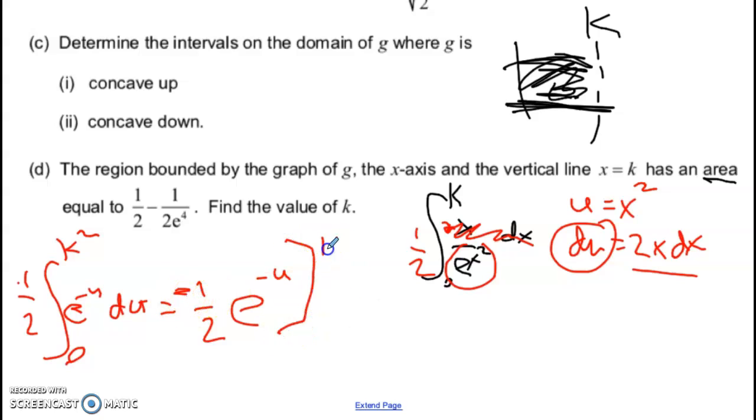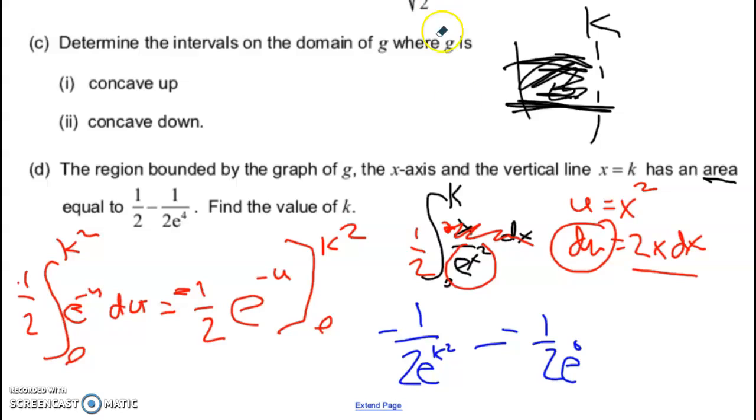Then I'm going to plug in my bounds of k squared to 0, and that means I'm going to have negative 1 over 2, and this, I'm just putting this down in the bottom now, because that's what the negative power does, e to the k squared, right there, minus a negative 1/2. And again, I'm going to put this in the bottom, and I'm going to put a 0 in there, and e to the 0 is 1. So basically, I don't need this. I just have the minus 1/2. And subtracting a negative becomes plus.